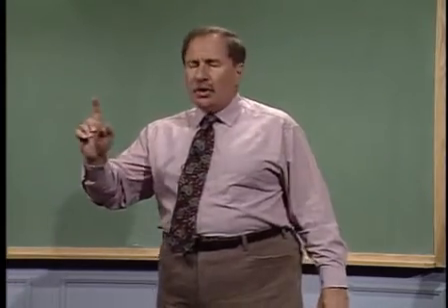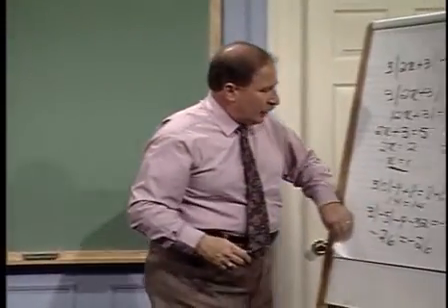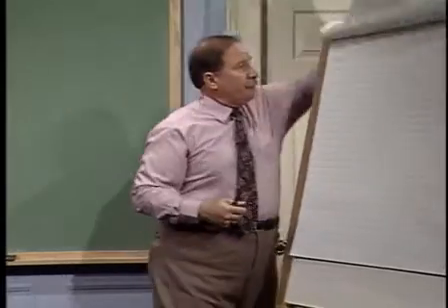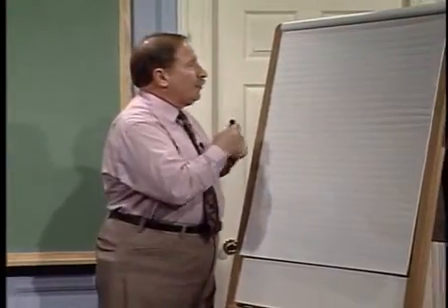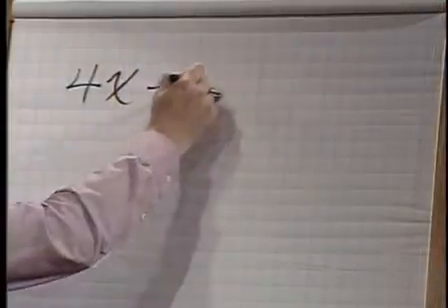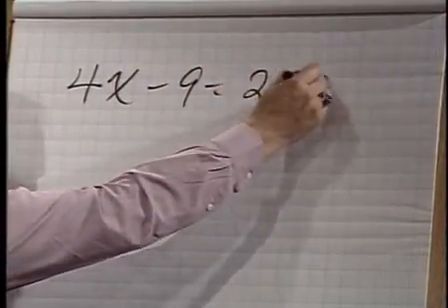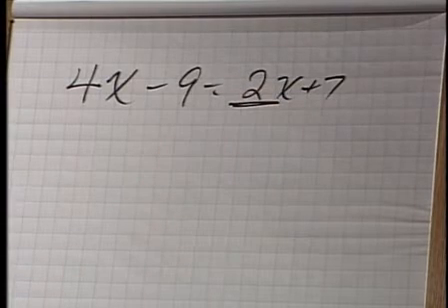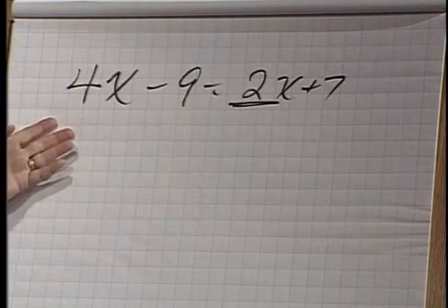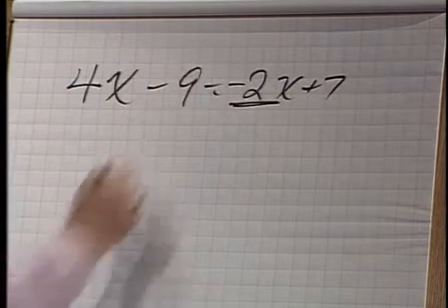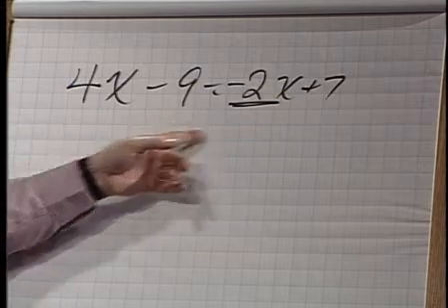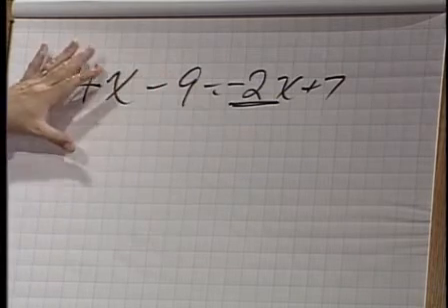Rather than talking about it, let's go back over here just for a quick little review. We're not going to solve these, but let's say we had 4x minus 9 equals 2x plus 7. We want to get the 2x away from there, so subtract 2x from both sides. Had this been a negative 2x, we would add 2x to both sides to get the x on one side.